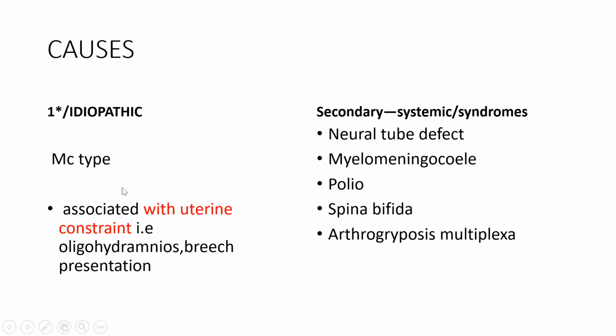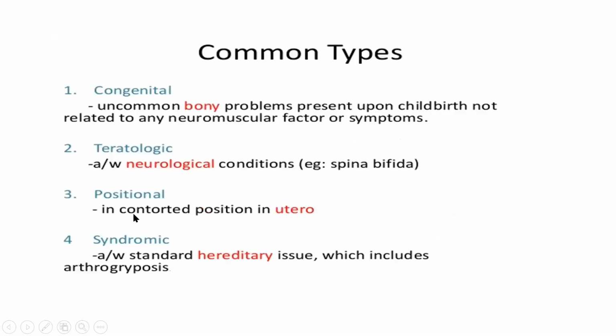So the causes: the primary is congenital, all things related to uterine constraint. The secondary causes, in adults, sometimes there is talipes equinovarus. It is because of a neural defect, because some nerves are acting more than other nerves. Because of that, the inversion is more than the eversion. So these are all spinal issues. The common types I have already told you, congenital, teratologic, nothing specific, the same thing.